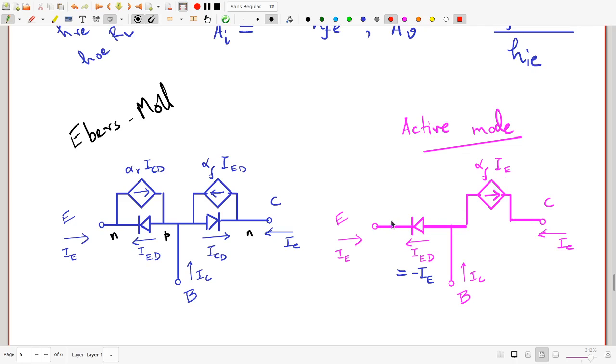Notice that once you no longer have the ICD, IED and IE are just negatives of each other. So what used to be alpha F IED pointing in this direction is now the same as alpha F IE pointing in this direction. In fact, we can just drop the F suffix because there's only one alpha in this situation. Now this is what you use to describe a transistor approximately in the active mode.